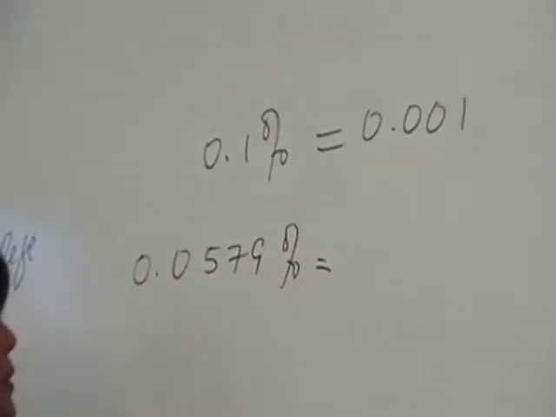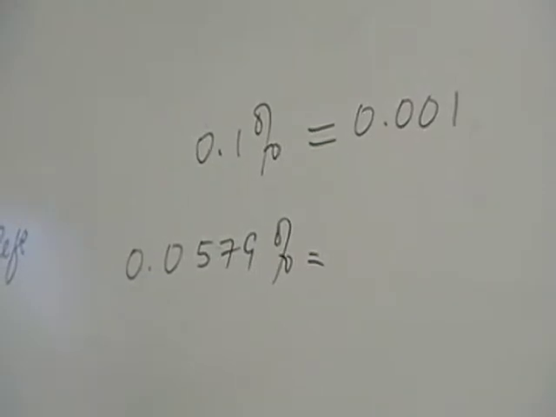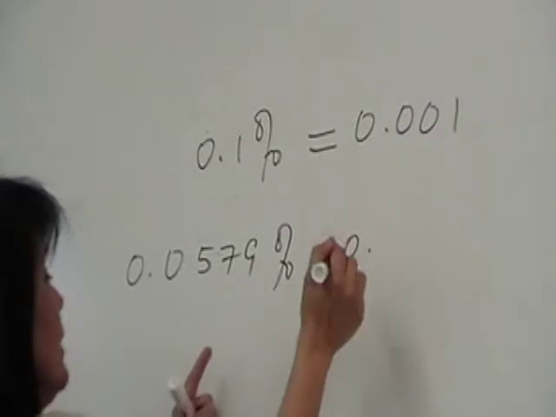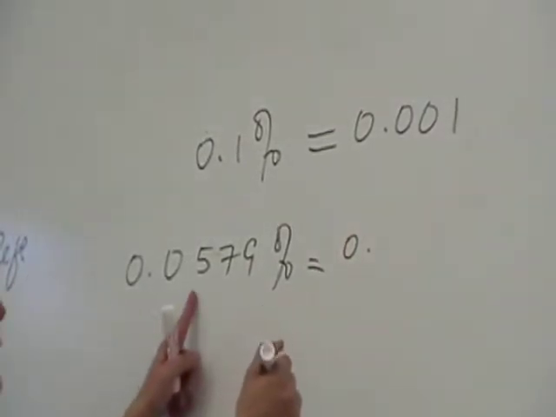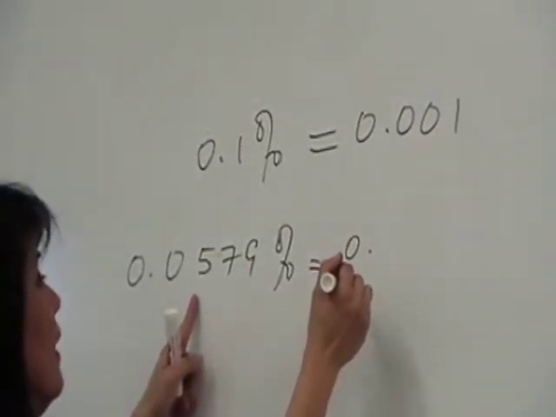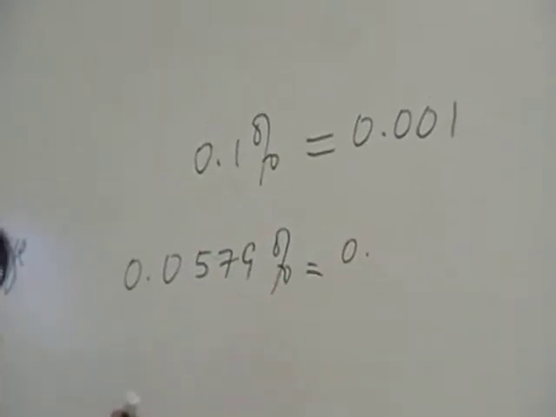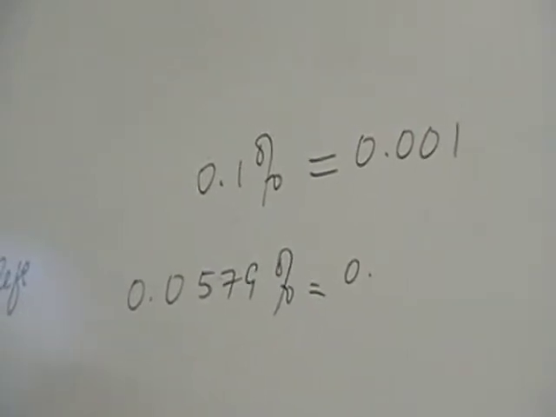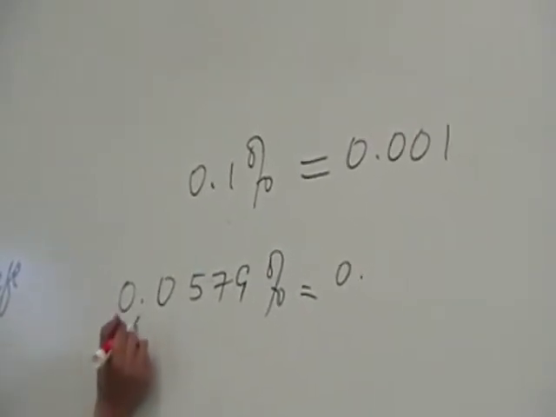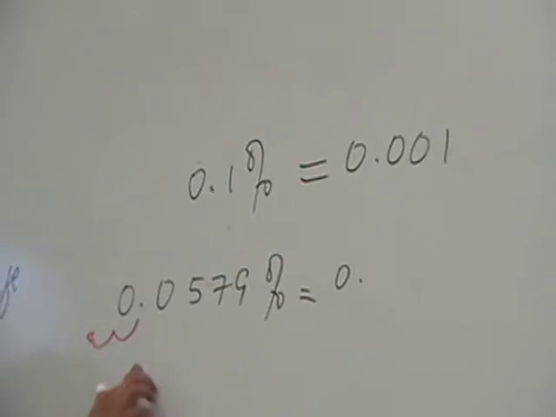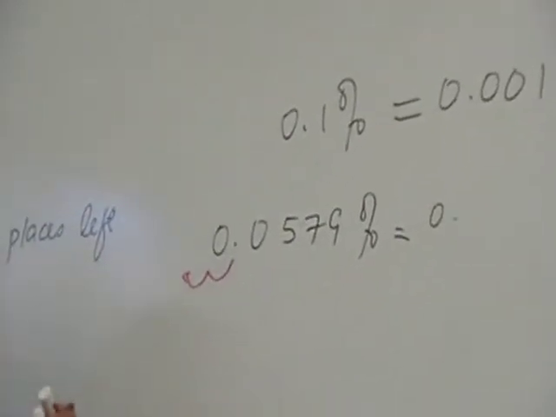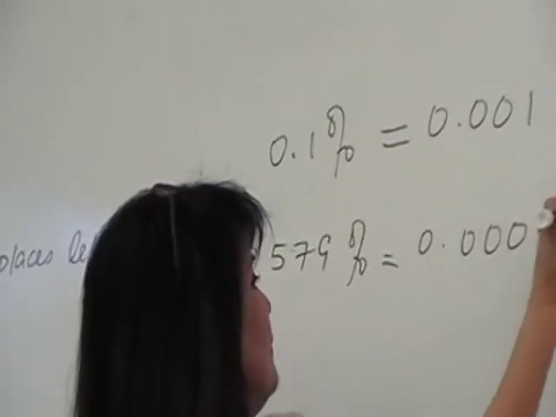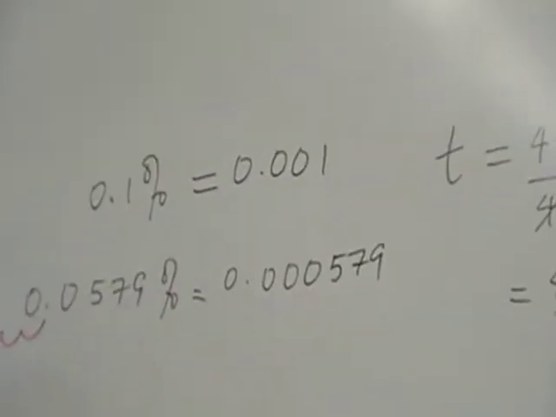I could have given you 0.0579%. And how much is that going to be without the percent symbol? How many zeros do I need before the 5? You don't have to suffer. You can just put this, right? So you see that one? 0.000579. Do you guys get it already?